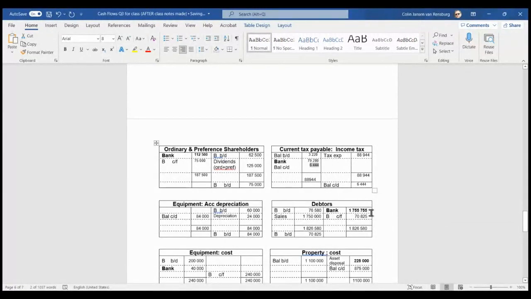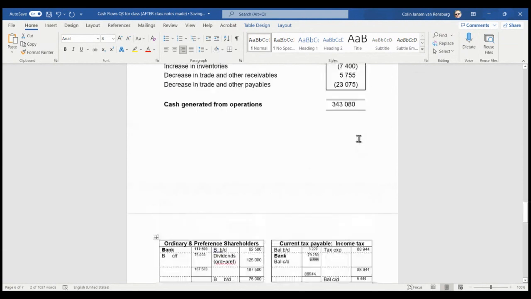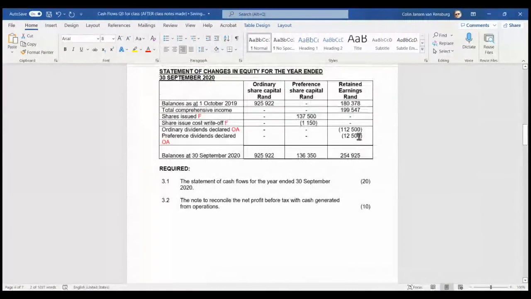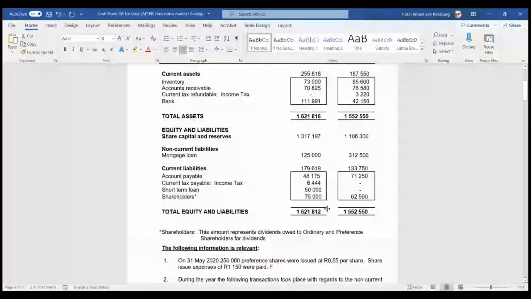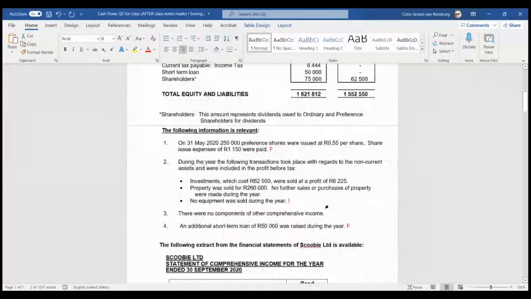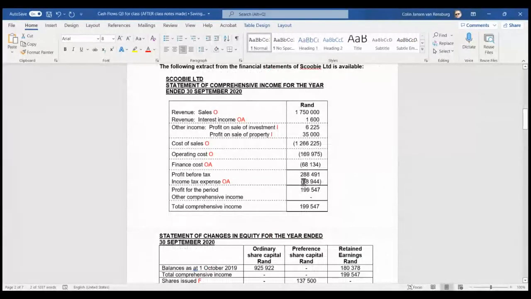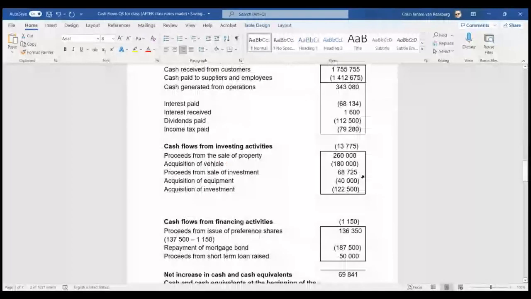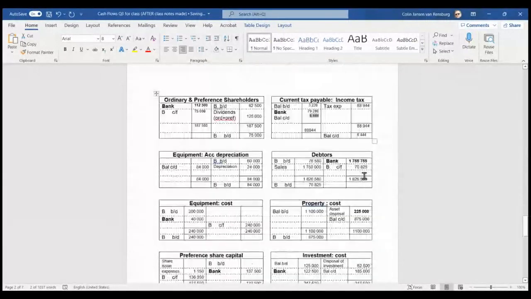So now it's just a matter of balancing off this account, or we must still get our tax expense, which we've already carried forward from our statement of comprehensive income. You can just maybe go there quickly again. So there was our income tax expense. Just as a reminder, 68,944. So when we accrued that, we would have debited the income tax expense. We would have credited our current tax payable. Right, so there it is.